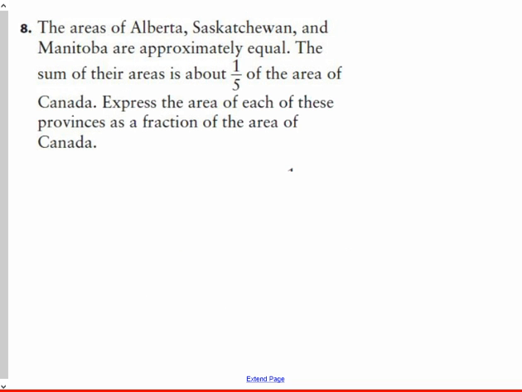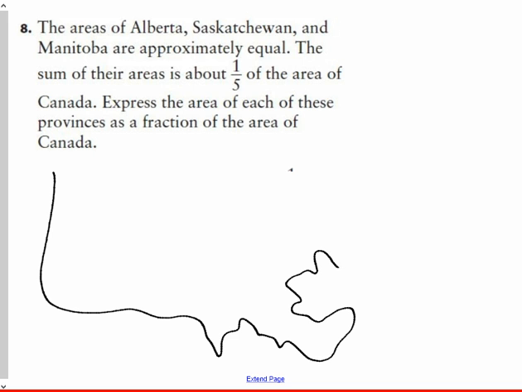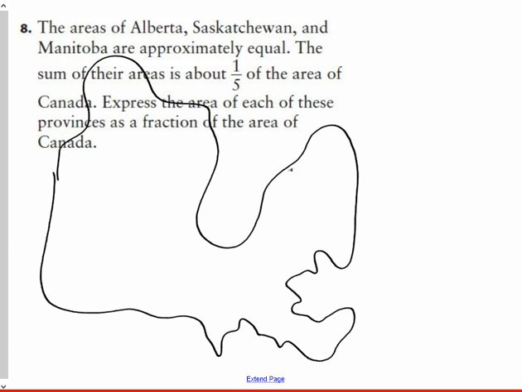Oh, this was a fun one. The areas of Alberta, Saskatchewan, and Manitoba are... Did I do this with you guys yesterday? I didn't. Okay. So I'm going to draw Canada. A really, really poor version of Canada. PEI's here. Newfoundland's over here. That's actually not bad. That's one of my better Canadas that I've ever drawn.